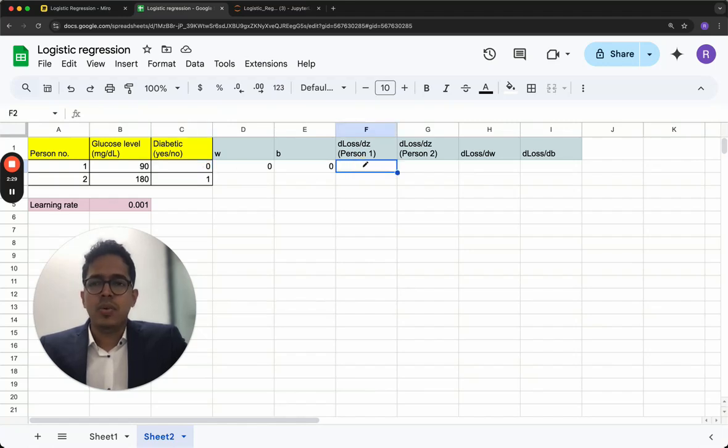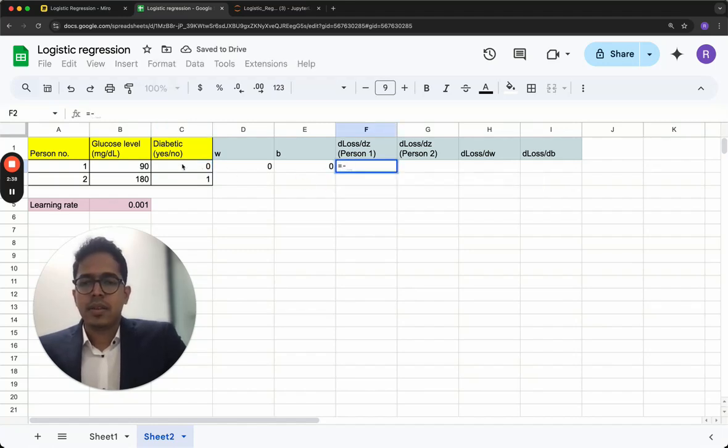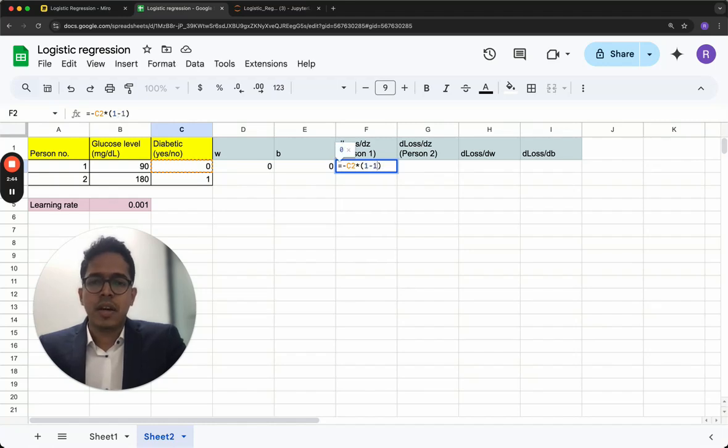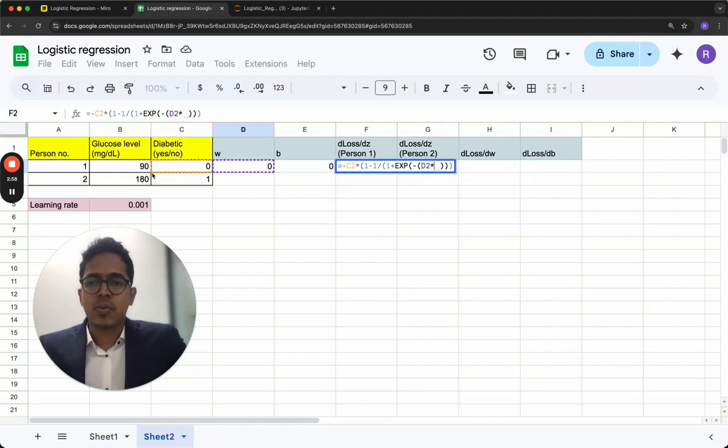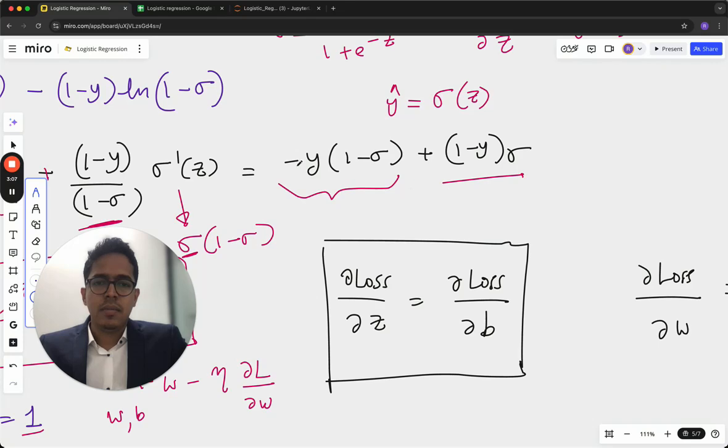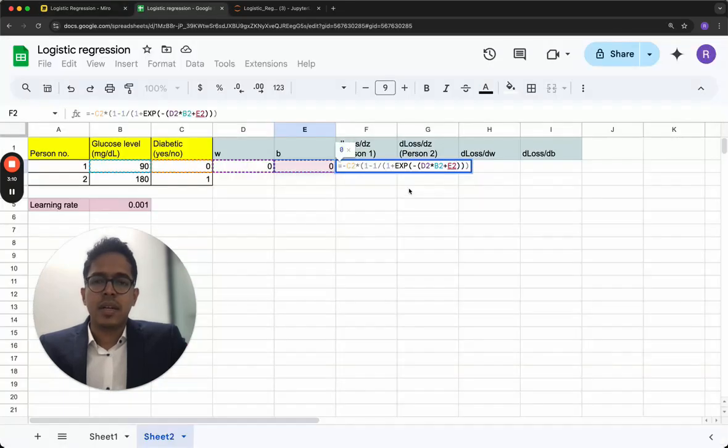So this is equal to minus y times 1 minus sigma. Sigma is 1 by 1 plus exponent of minus z. And what is z? Exponent of minus wx plus b, right? So w is this guy, w times x is what? X is this glucose level, plus b is what? B is this. So this is the first term, the minus y times 1 minus sigma term. Now let's add the next term.